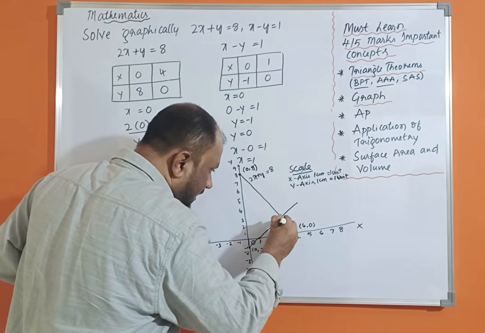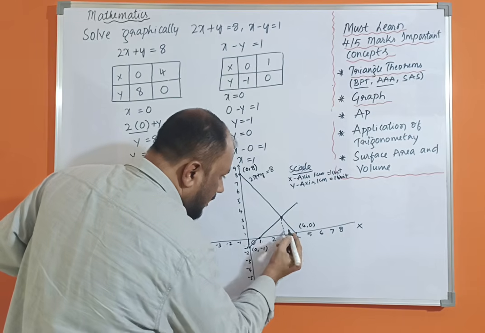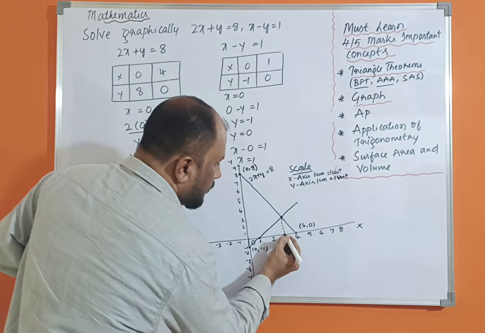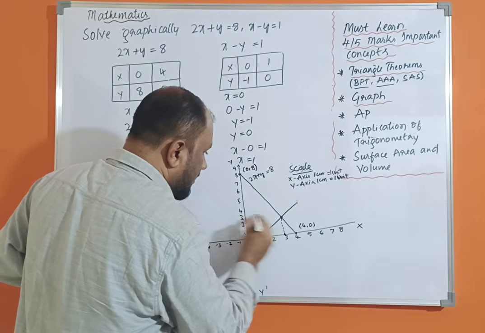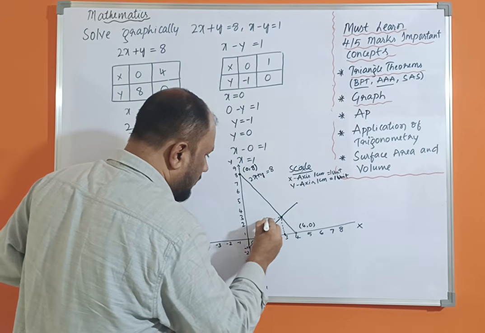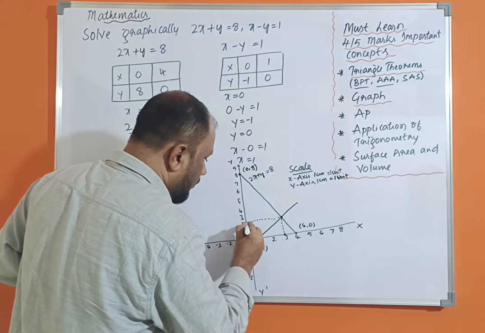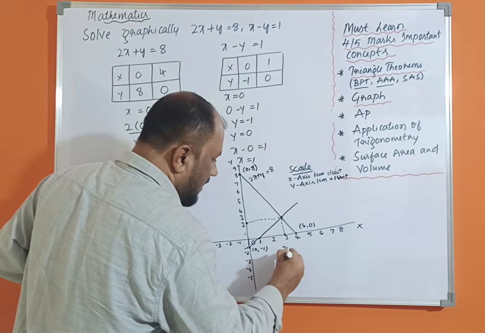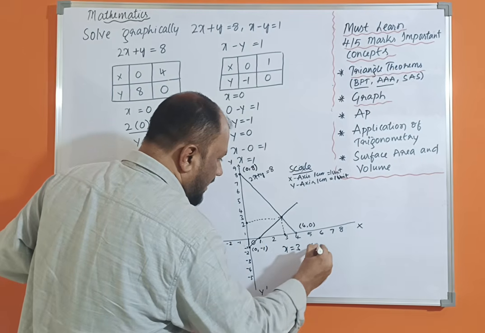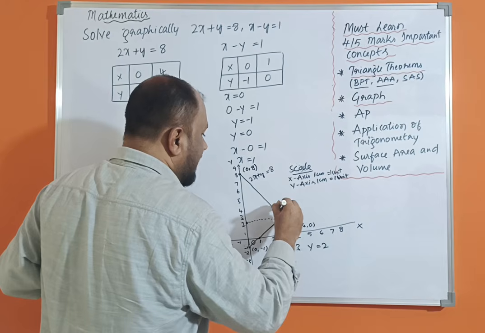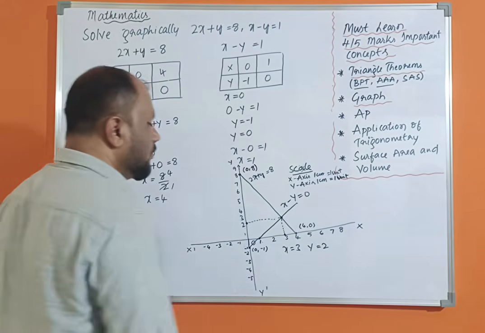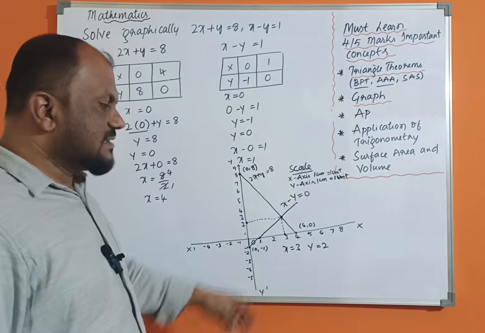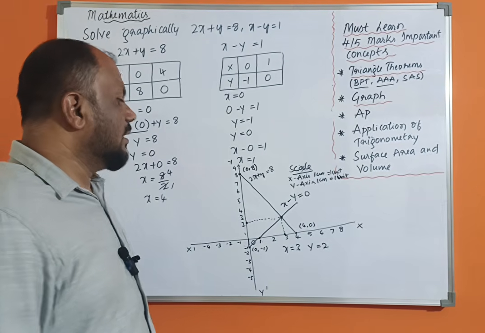So take the scale and come down. It falls on x is equal to 3. And the same thing falls here on the y axis, y is equal to 2. The x value is 3 and the y value is equal to 2. And this line is for the equation x minus y is equal to 1. So we got x value 3 and y value 2.